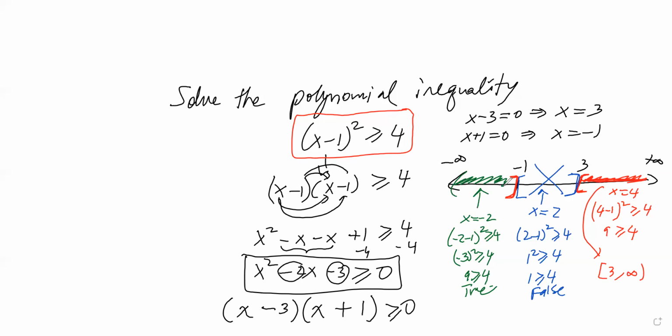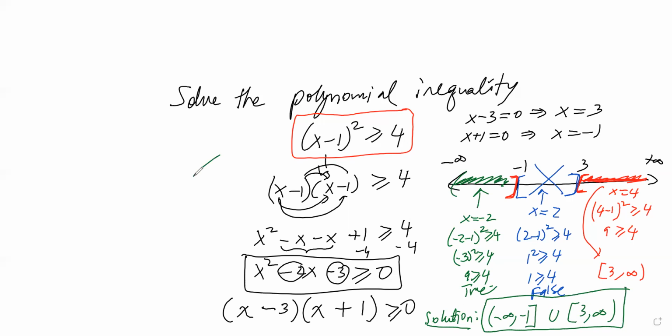Now, when I write my answer or the solution, my solution is going to consist of 2 intervals. One is going to be that green one, which is from negative infinity to negative 1. And then the other one is the red one, union 3 to infinity. This is going to contain all of the solutions that satisfy this inequality.